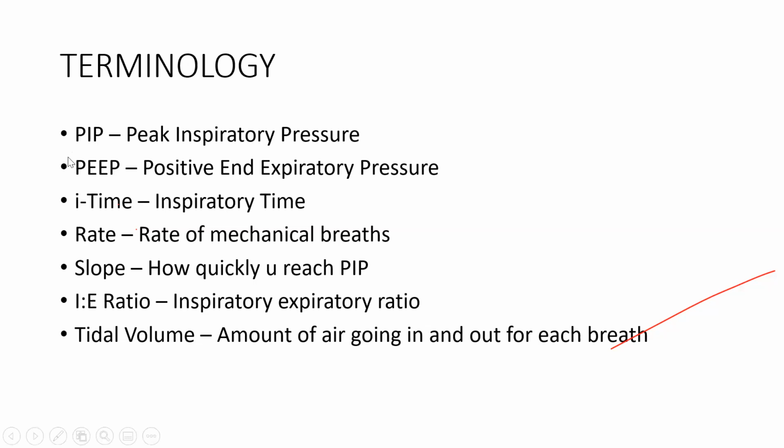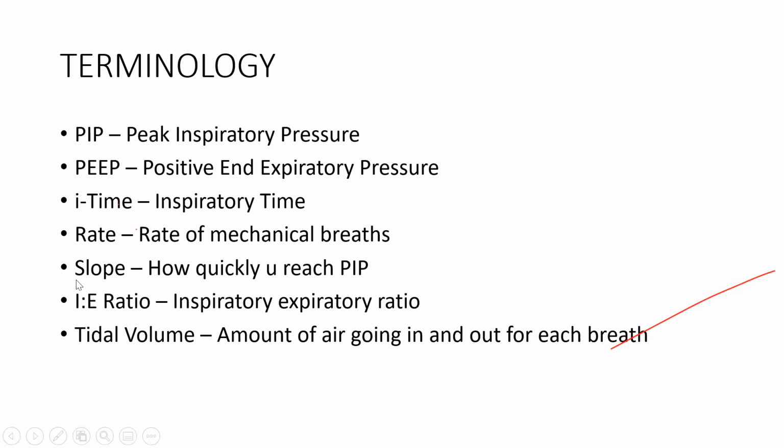Okay, positive end expiratory pressure. So you want what's the pressure to be remnant in the lungs at the end of expiration. By providing the positive end expiratory pressure, you are trying to preserve the FRC, the functional residual capacity of the lungs, preventing the atelectasis. Inspiratory time, as I said, is the time taken for the lungs to complete the inspiratory phase.